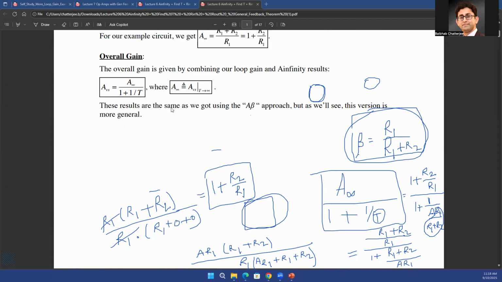The general equation is A infinity divided by 1 plus 1 over T. That's a more general equation, where you have your numerator as the ideal op-amp. In the denominator, you have all the non-idealities incorporated. Now, if you get rid of the non-idealities, this equation will be the same as the 1 plus R2 over R1 equation, which was the case for the ideal op-amp.